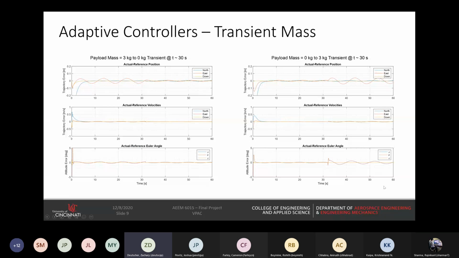So we also did a quick transient analysis to show that the controllers will adapt in operation. So on the left is a 3 kilogram to 0 kilogram transient at t equals 30 seconds. As you can see, first the error is on the same levels as it was prior.